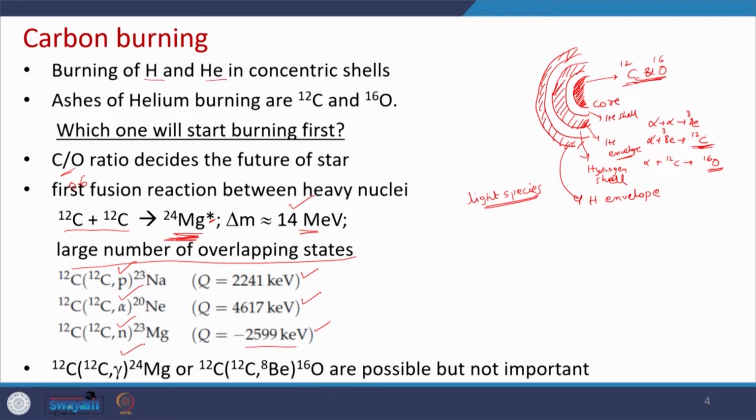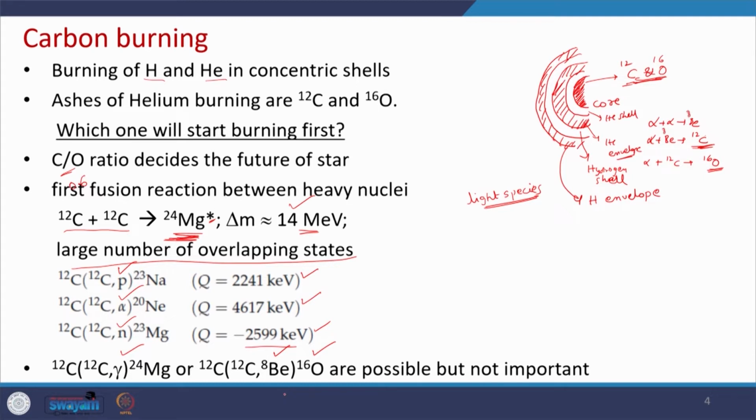Not only these three, two more reactions are possible. Number one, it is a radiative capture kind of thing, carbon 12 capturing carbon 12, giving rise to magnesium 24 in a very high excited state. During de-excitation only gamma comes out, or magnesium 24 can break up into beryllium 8 and oxygen 16. They are also possible. So, overall, how many reactions are possible when carbon and carbon react with each other, when they undergo fusion with each other?